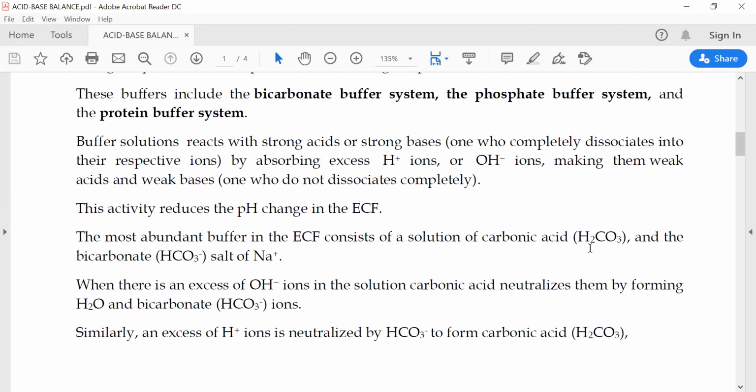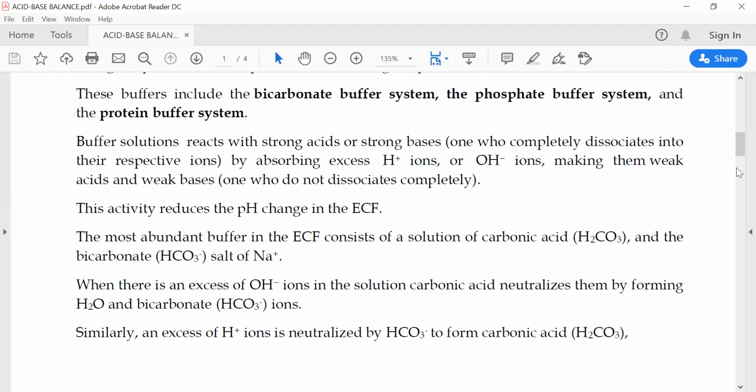Number one is carbonic acid, another one is bicarbonate. These two buffers are going to resist the changes in the pH of our extracellular fluid. For example, when hydroxyl ion concentration increases in the body, then what happens? This carbonic acid is going to neutralize them. How? By getting converted into water and bicarbonate.